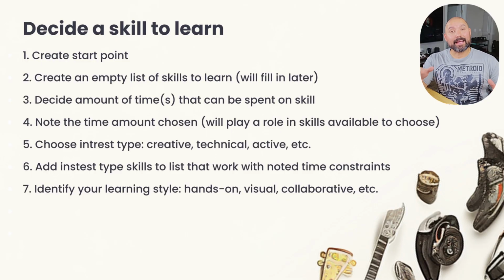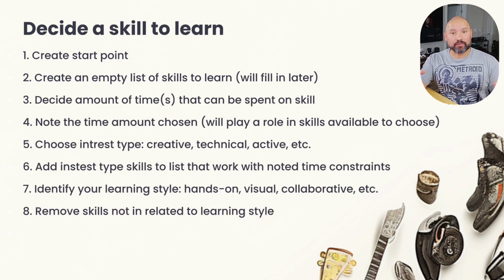Now, side note here, this is just an example. I personally like to learn from any type of learning style, but it's just for simplicity. So the categories are hands-on, ideal for diving right in and practicing, visual if you like to learn by watching something, or collaborative if you prefer to learn with others. Then step 8 is to remove the skills from the list that don't fit exactly in with the selected category from before for our learning styles. Then step 9 is to just go ahead and choose a skill.